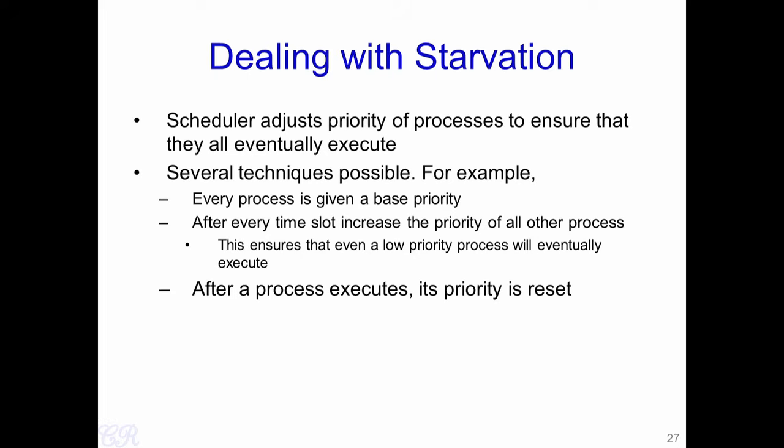So, after it is scheduled into the CPU and executes in the CPU, at the end of its time slice, its priority is reset back to its base priority. Thus, the process which starts off with the base priority of 250 will gradually have its priority increased to a point that it begins to execute, and after it executes, its priority is reset to 250. Thus, starvation would be avoided.